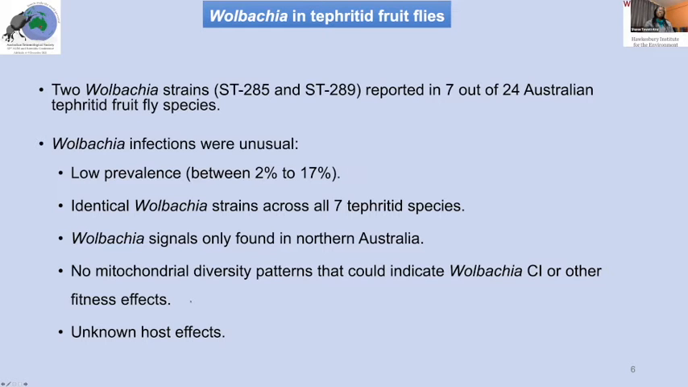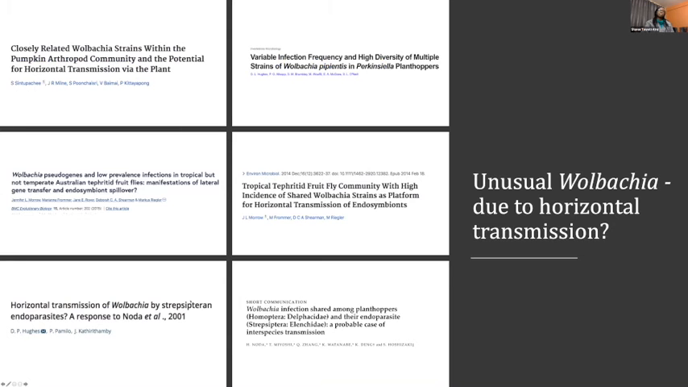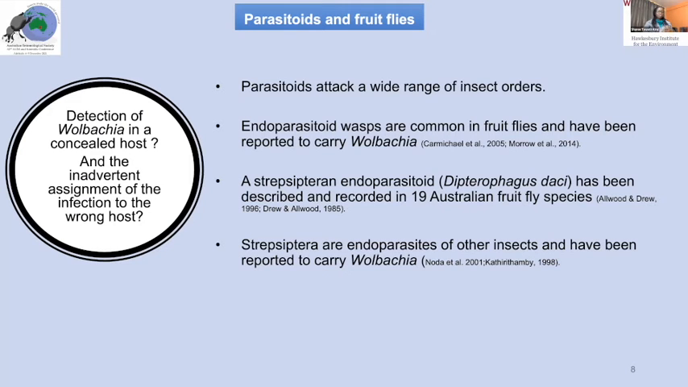So these unusual Wolbachia infections have been reported not only in tephritid fruit flies, but also in other insects. And this slide just shows a snapshot of other studies that have observed these very unusual Wolbachia infections. So the big question is: is this unusual Wolbachia due to horizontal transmission, or is it due to the detection of Wolbachia in a concealed host, for instance parasitoids, and the inadvertent assignment of this infection to a wrong host?